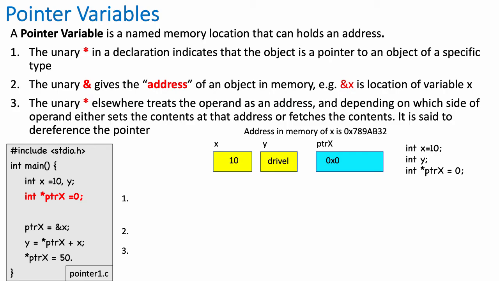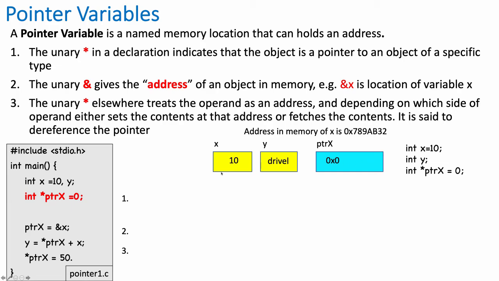So let's go over a little example in code, pointer1.c, which will explain variables in a little bit more detail. Remember, a pointer variable is a named memory location that holds an address. So it's a variable that just holds the address of some other variable. Now to declare the pointer, you use the unary star. In this line, I'm declaring the variable pointer x, and I'm saying that it's a pointer to type integer. So this is how I do it.